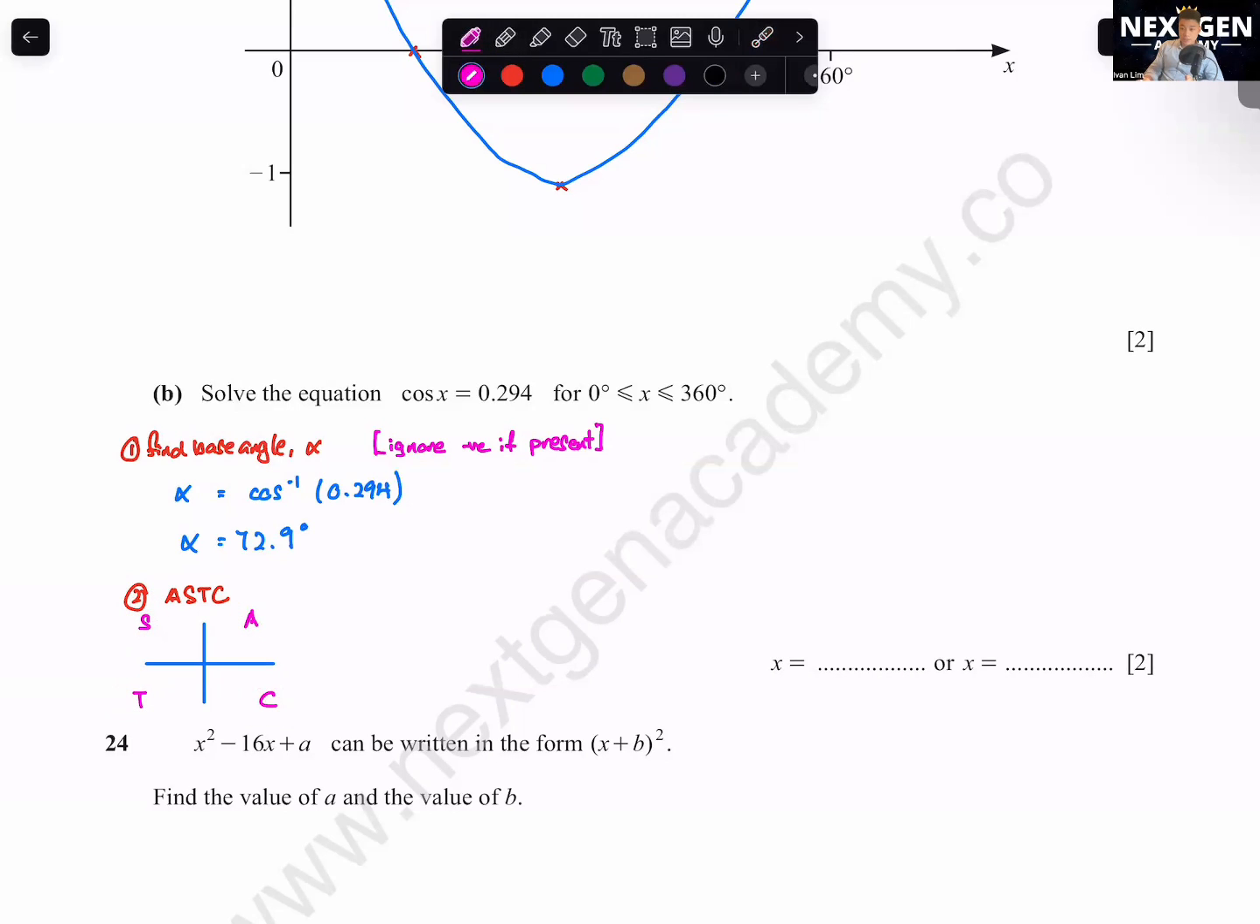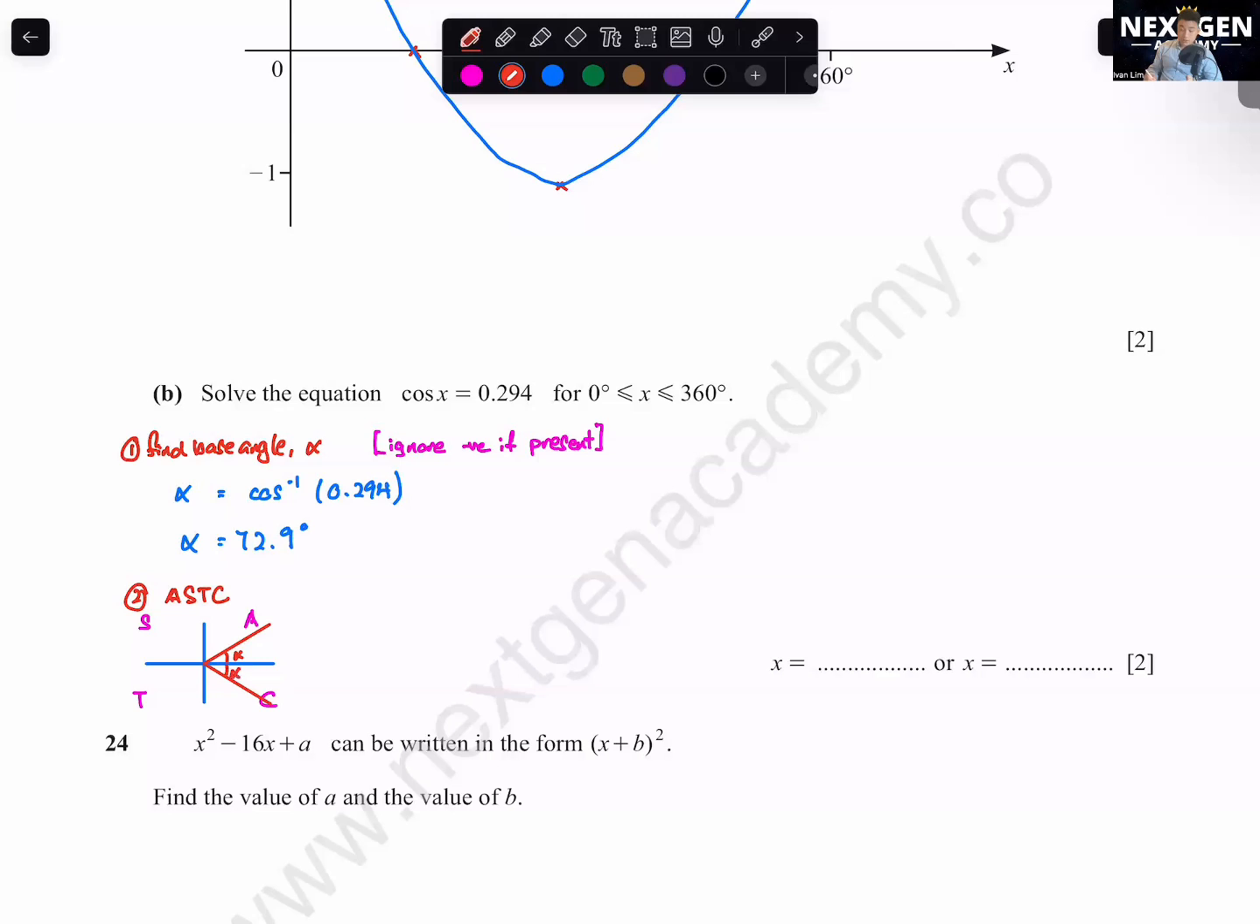If your answer is in the first quadrant, that means all your trigo, your sine, cos, tangent, the value is positive. So you see like this one, cos x is equals to positive 0.294. So I want to see which quadrant fits this equation that they gave us in the question. Okay, so ASTC, it will fall under this quadrant and this quadrant.